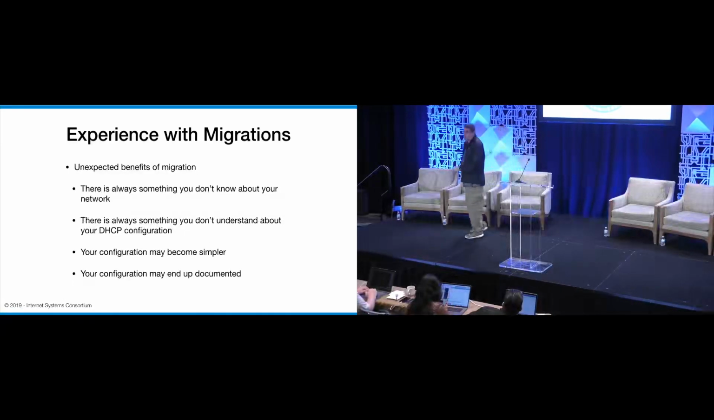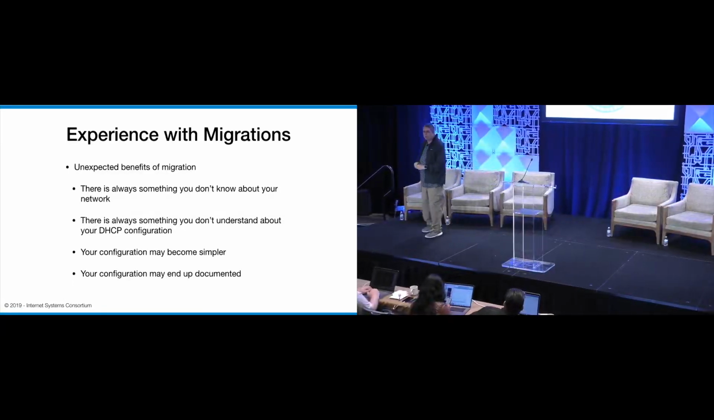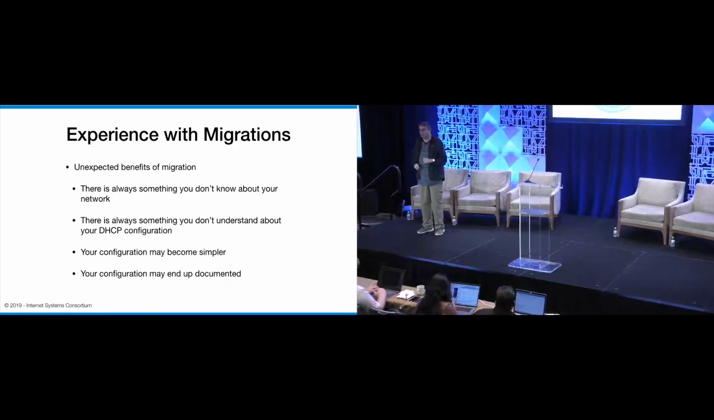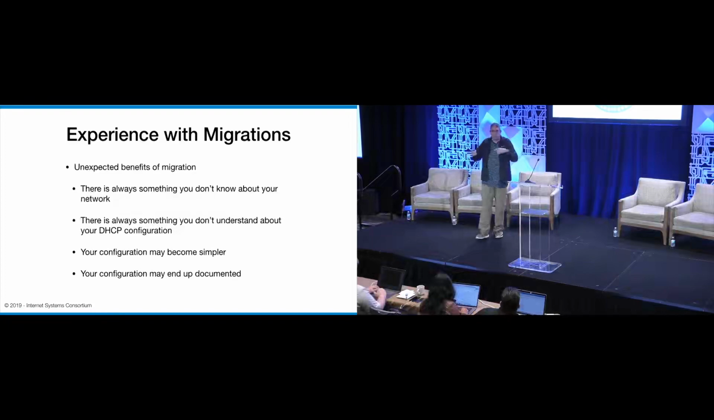Your configuration may actually end up documented, and that's a huge thing. So those of you that have the ISC DHCP but haven't been modifying it, haven't been changing the configuration, do you know who it is that actually modifies the configuration? And do you know that they're writing out good documentation as to what it actually does and how it works?